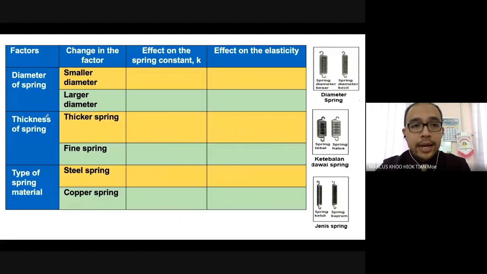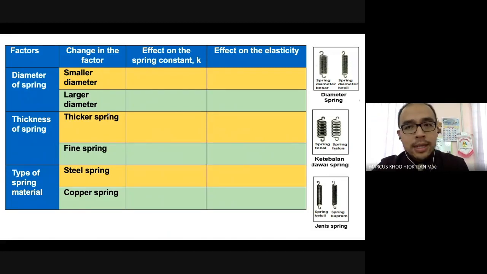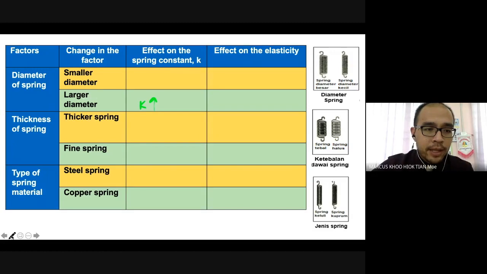Secondly, the diameter of the spring. Spring yang kecil dan spring yang besar. What do you think? Which one is harder? The bigger spring or the smaller spring? Bigger. Bigger is harder. So you are saying that the larger the diameter, the K is bigger. K is bigger means what? In terms of elasticity?